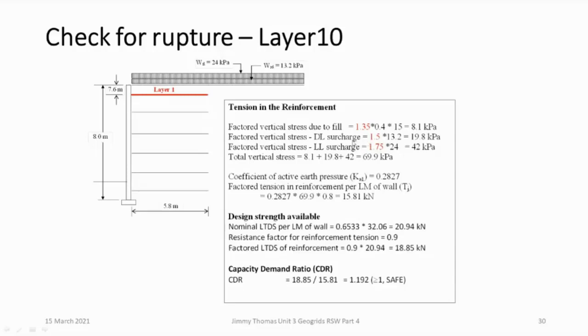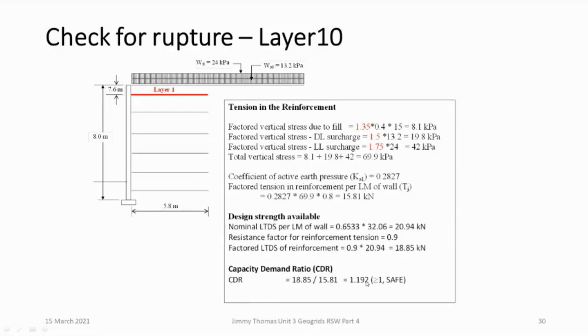So here we have layer 10. Here the tension is something like 15.81. So again we calculate the LTDS. It was actually a 60 kilonewton grid. LTDS was this, so this is the design strength. Again we get a factor here. So this is also safe.